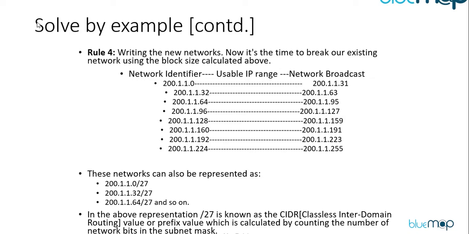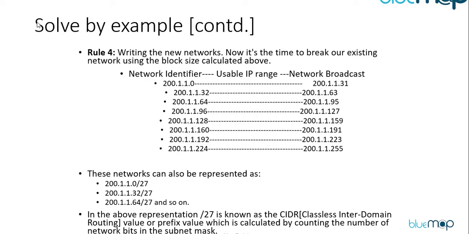Now if you see, if the network starts from 200.1.1.32, the previous network will end where? It will end at 200.1.1.31. Similarly, if it starts from 64, the previous one will end at 63. If it starts from 96, the previous one will end at 95. And if you go down, you reach a point wherein you start from 200.1.1.224 and you end at 200.1.1.255.